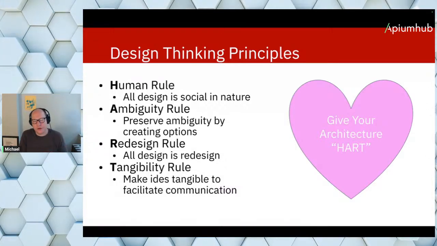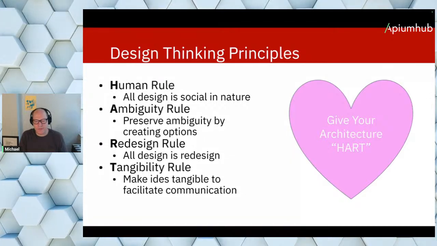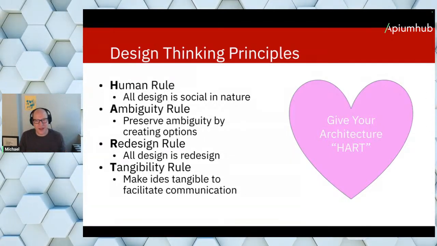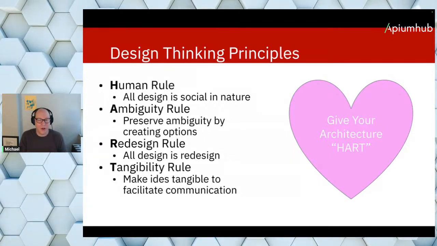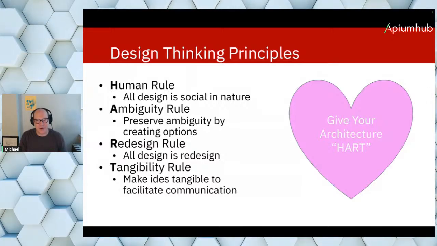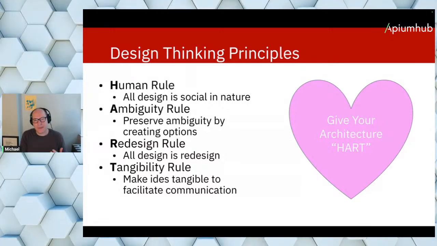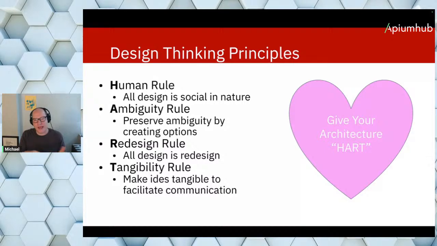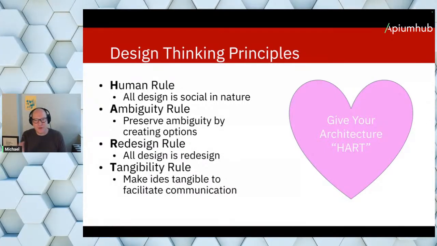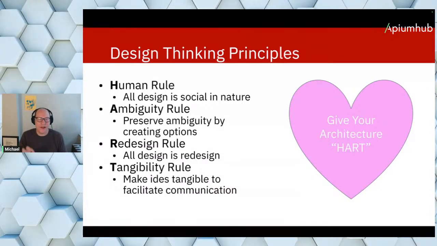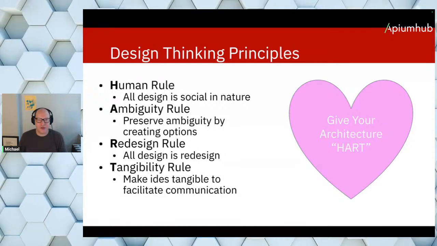Redesign rule. So we kind of have to recognize that all design is redesign. Okay, most of the time, nearly always, we're going to be looking at patterns. We're going to be looking at past architectures. We're going to be applying things from the past, maybe with slight tweaks or a different kind of flavor in a solution that we're working on now.